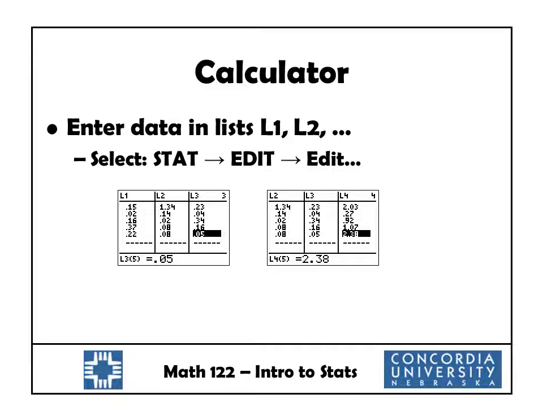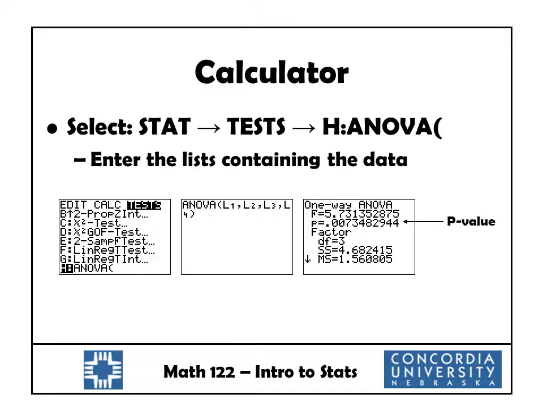Again, L1 would be the weights of those cucumbers given no treatment. L2 would be given irrigation only, so on and so forth. So just enter the data as you see it there. Now, once you have the data entered, select Stat, Tests, and then option H, ANOVA. Some calculators that may be option G, but it should be there.